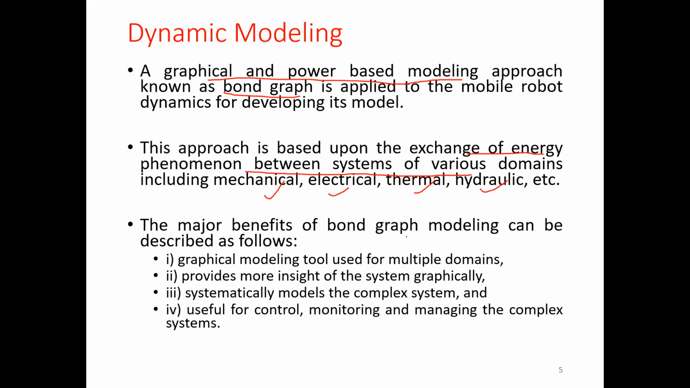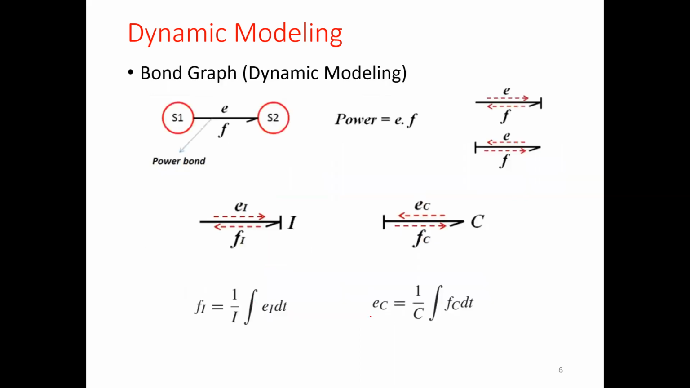The major benefits of bond graph modeling can be described as follows. The first is that it is graphical and useful for multi-domain systems. Since it is graphical, it provides more insight into the system. And systematically, by following the graphical properties, we can model any complex system and derive its dynamic equations. The theory of control and monitoring is well developed in bond graph, so we can apply bond graph for control and fault diagnosis purposes as well.